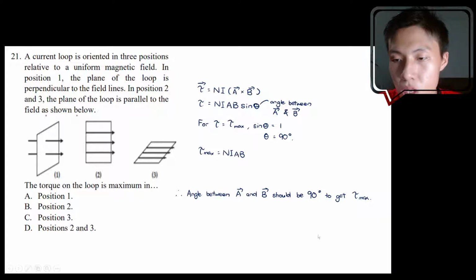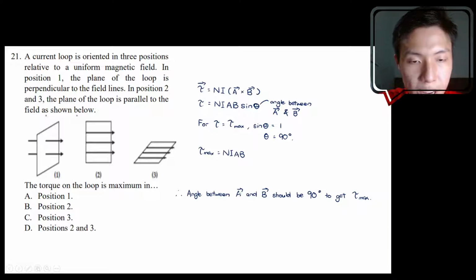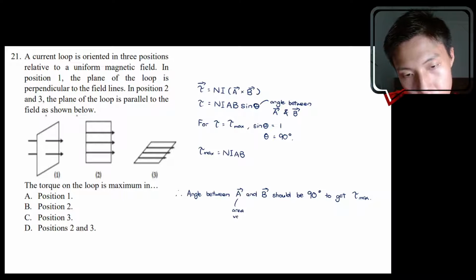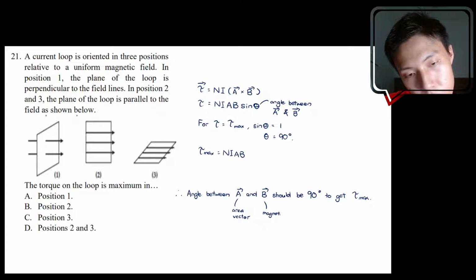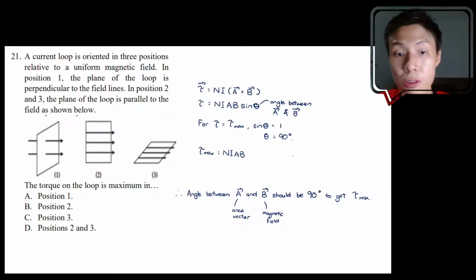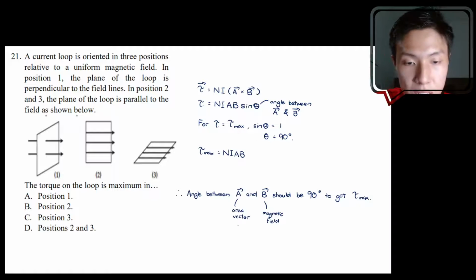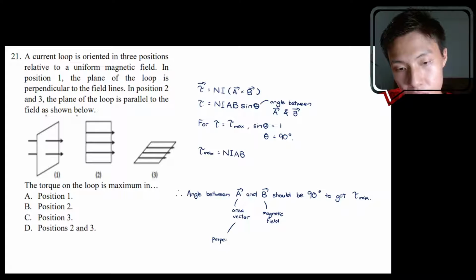Okay, so the torque should be maximum if your area vector and your magnetic field are at 90 degrees. So let's check which one fulfills this situation here. The area vector should be perpendicular to the plane of the area.